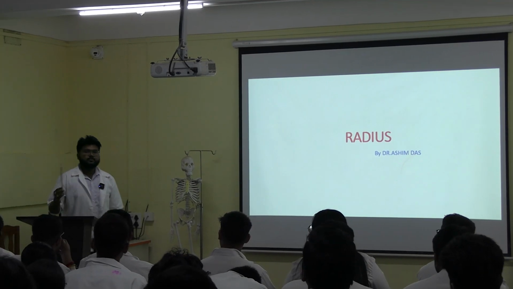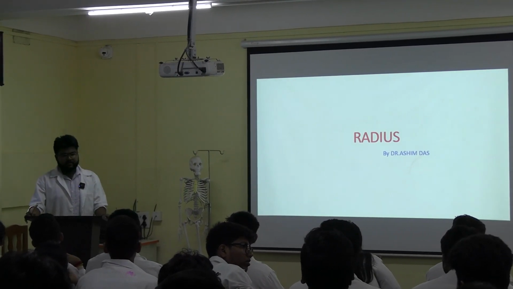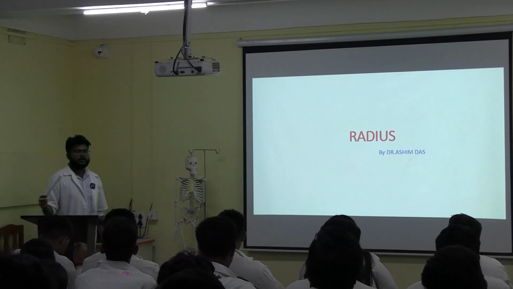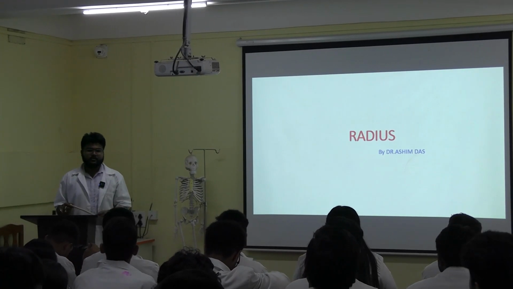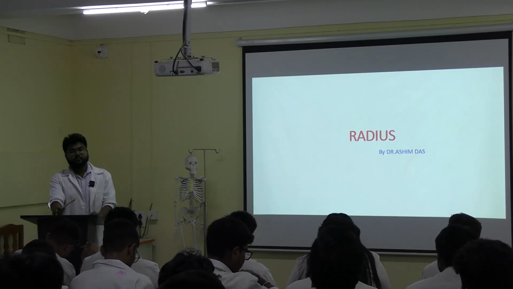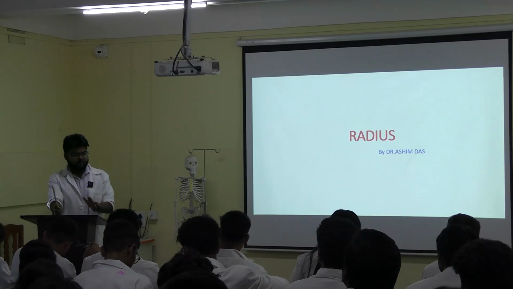So basically this is your radius bone. First, the location means where this bone is located. This bone is mainly located in which region? Your forearm. Mainly laterally. So the lateral side of your forearm is where this bone is located.